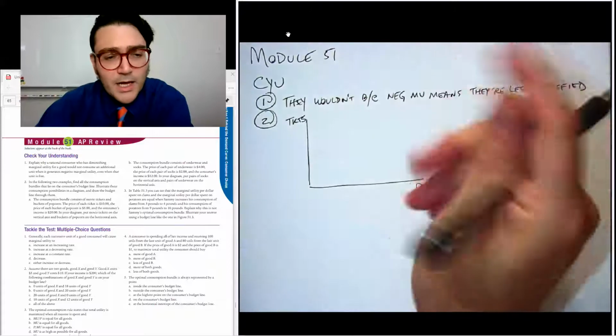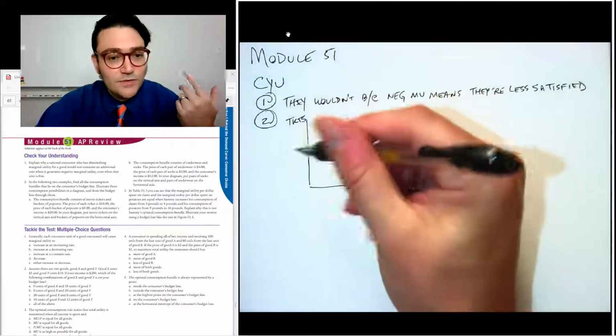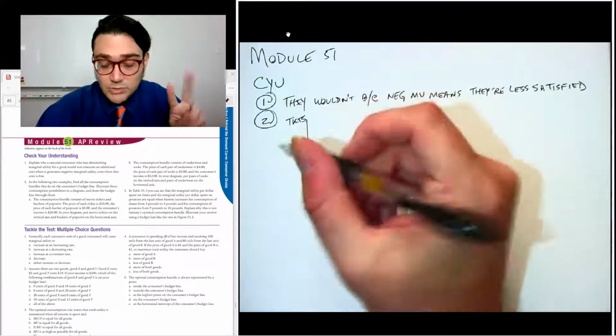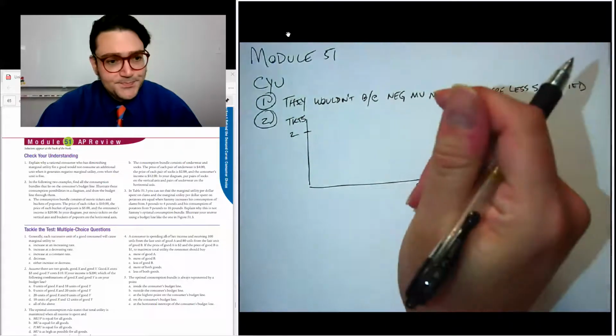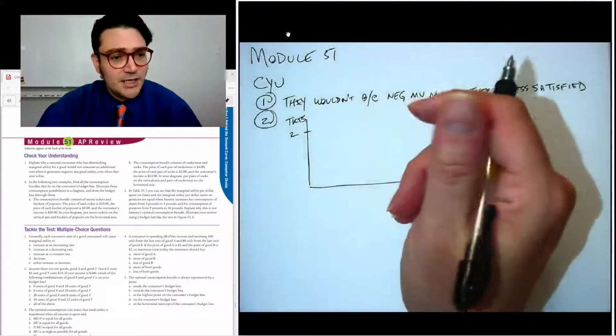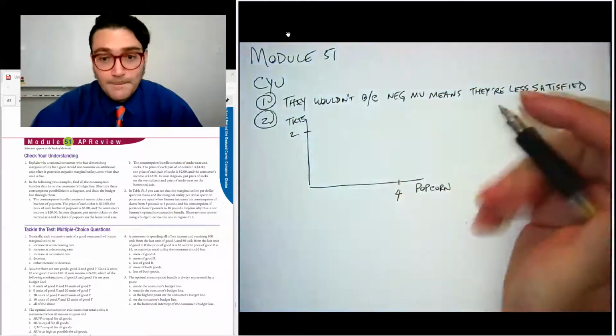All right, now, it says you have 20 bucks. So if your income's 20, what's the maximum number of movie tickets you could buy? Well, you could buy 2 tickets, because they're $10 a piece. And how many buckets of popcorn could you buy? Well, you could buy 4, okay?